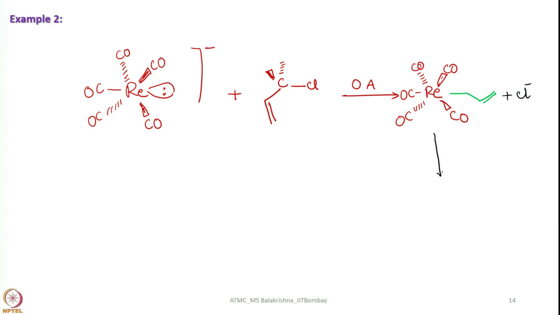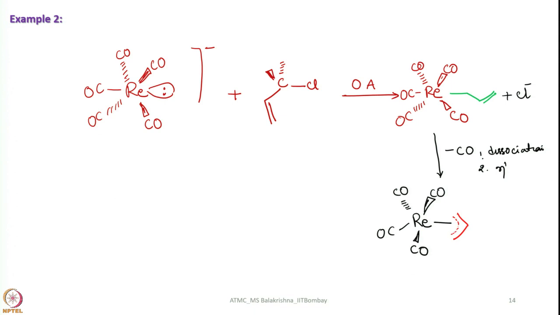So now this species loses a carbon monoxide, that means CO dissociation happens, one thing. And second point is, now you can see what would happen to this eta 1 ligand. So this is negative charge is there, and this also comes, means it can be shown something like this. This is allyl. Now eta 1 is changed to eta 3.